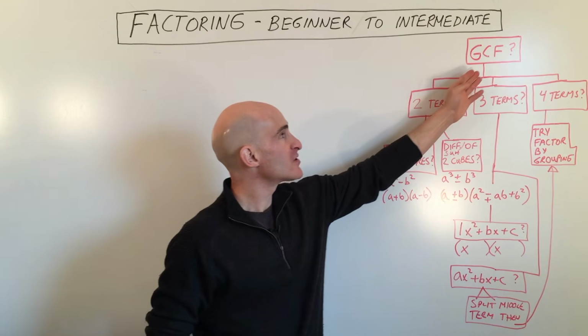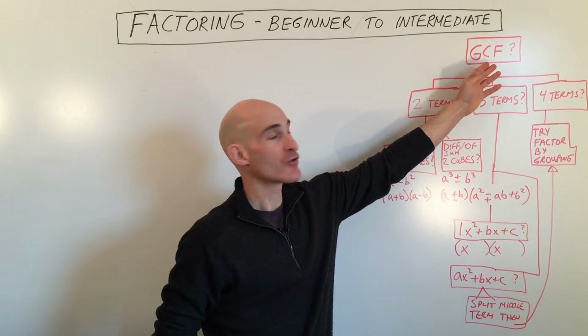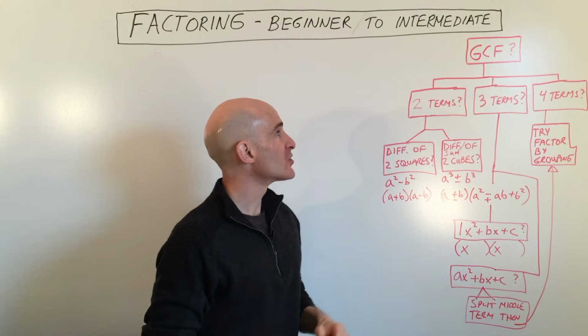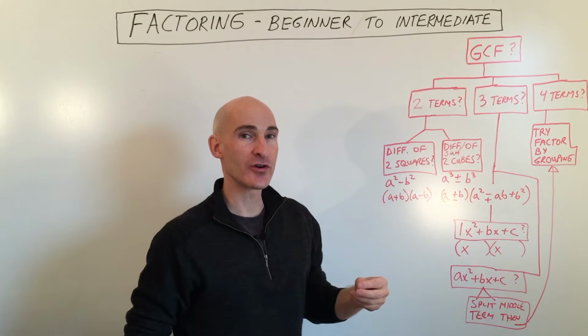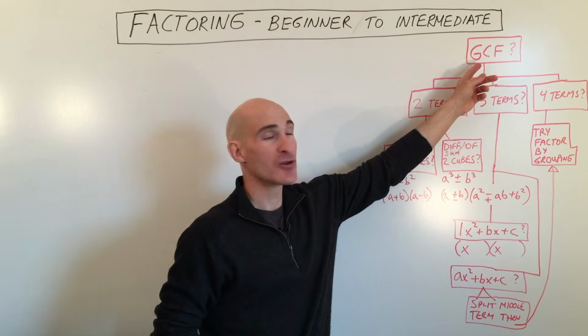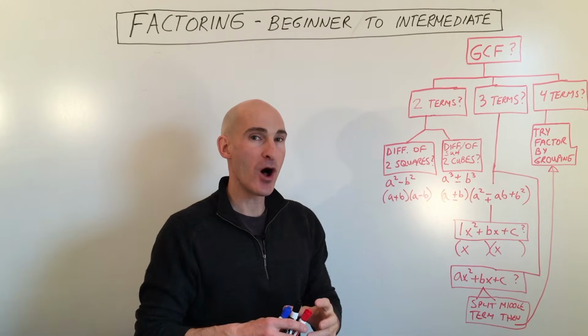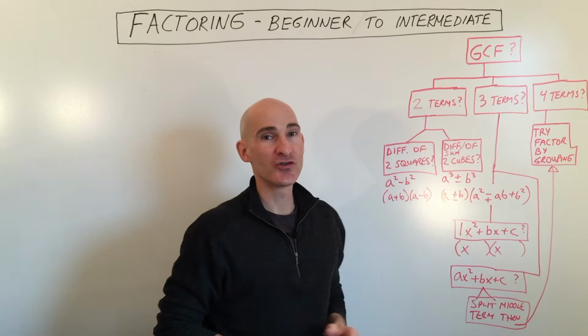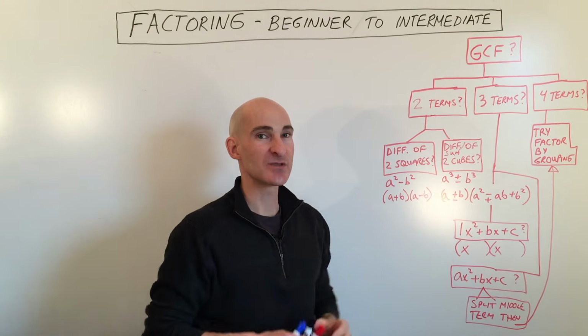So the first and most important thing you want to do when you're factoring is look for the greatest common factor. This is something that you can divide out of all the terms, and that's the first step. You're going to want to do that. That's going to make all the numbers smaller. It's going to make it easier to factor using some of the other techniques because the numbers are going to be smaller.